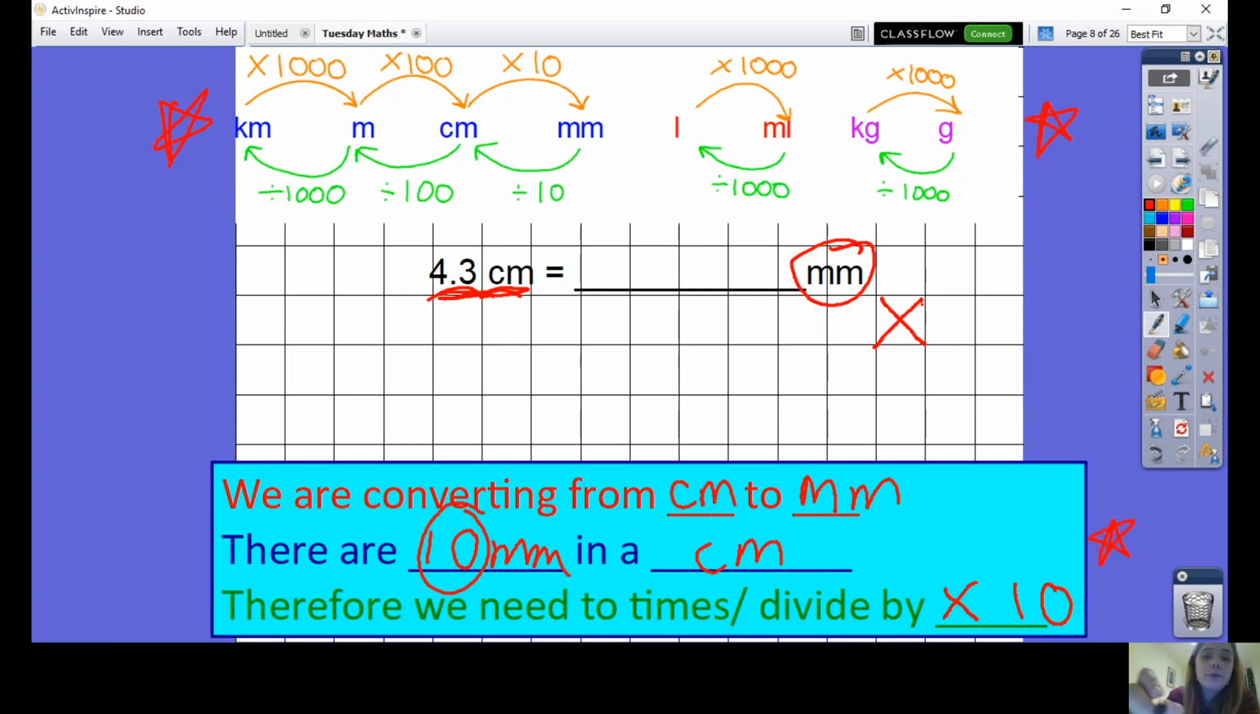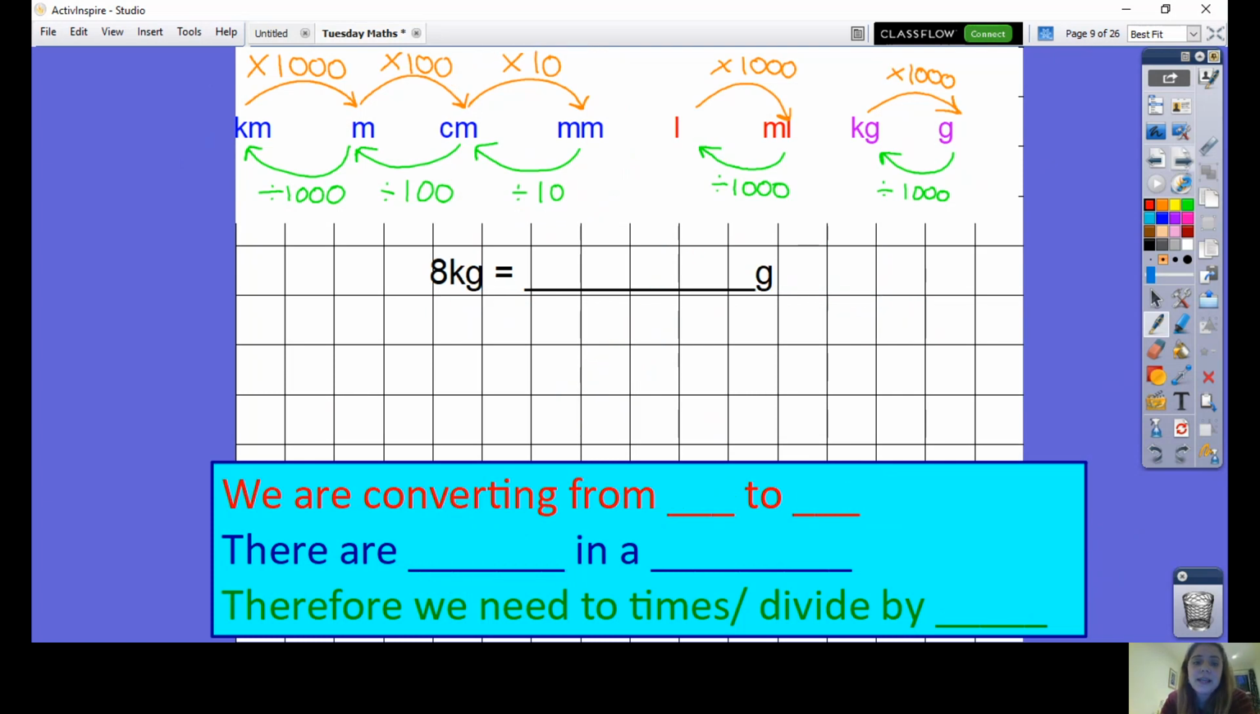That's one way you can work out what to do. The other way is if you're really stuck, you can use that conversion chart at the top. From centimetres to millimetres. But remember, make sure you put your pencil on where you're starting and where you're ending up to make sure you've got the arrow in the right direction. We need to times by 10. 4.3 then times by 10 would be 43. 43 millimetres. We're going to do one more together.